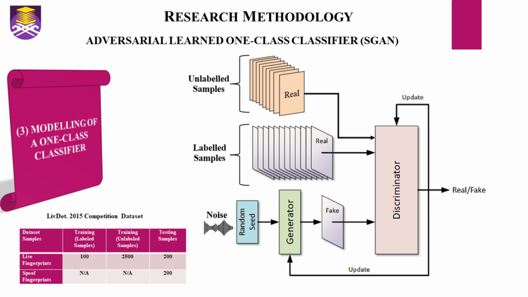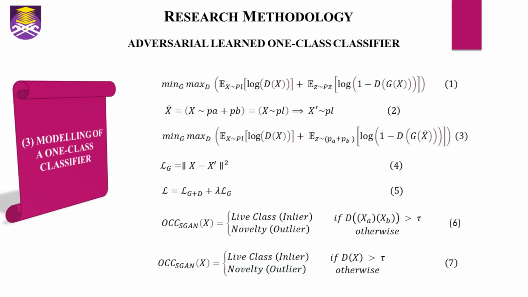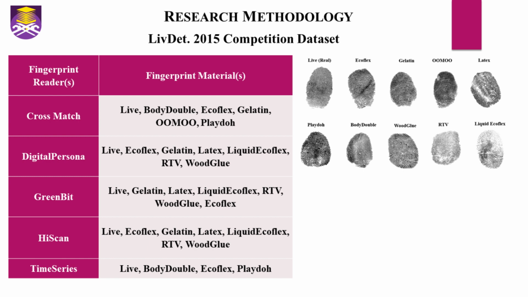We made use of the LivDet 2015 data set because the generative process requires quality images, which is not the case with the LivDet competition data sets 2009, 2011 and 2013. Also, here is the mathematical modeling of the proposed adversary length 1 class classifier. Also, here we conducted our experiment on 9 different spoofing materials, which were captured by 5 different fingerprint readers.